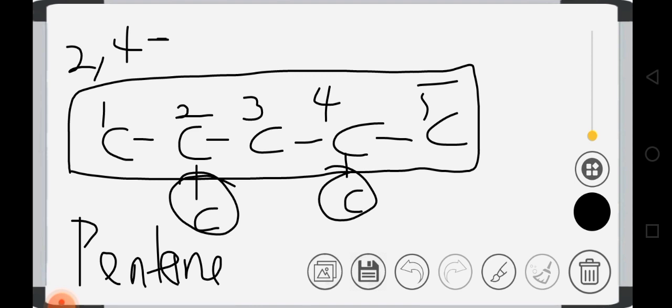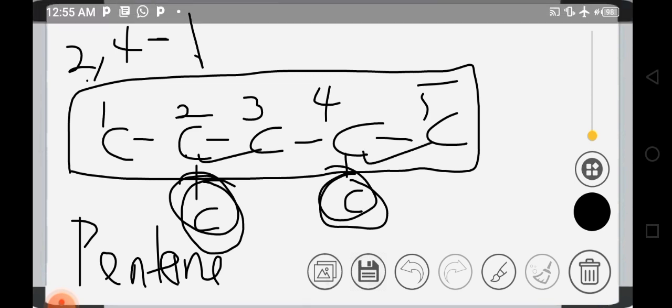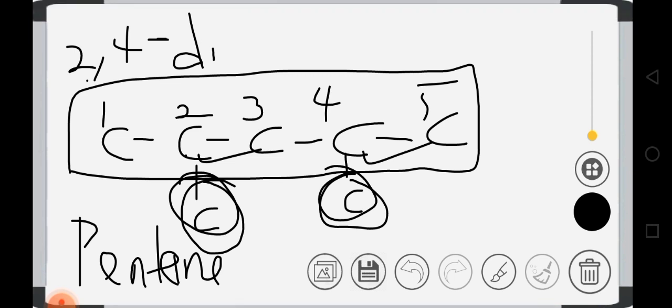Then how many of this group do you have? We have this one 1, we have this other one 2. We have 2 of them. This one is located at number 2. This one is number 4. So because we have 2, I will say di. That is for 2. And what is the name of this kind of compound?